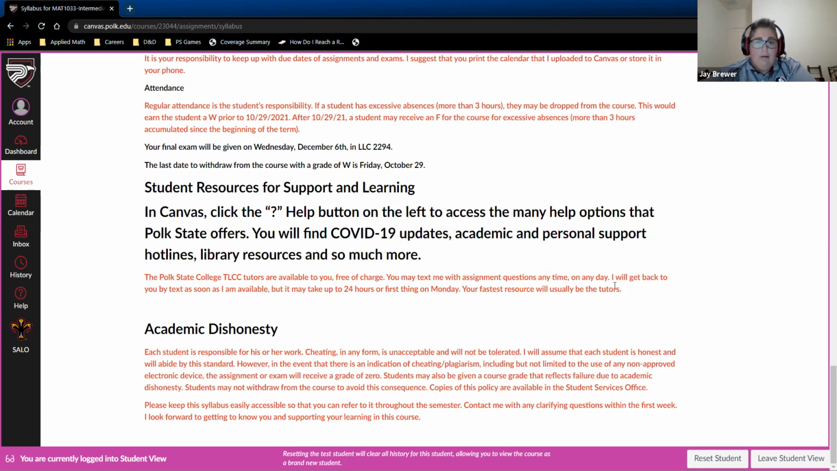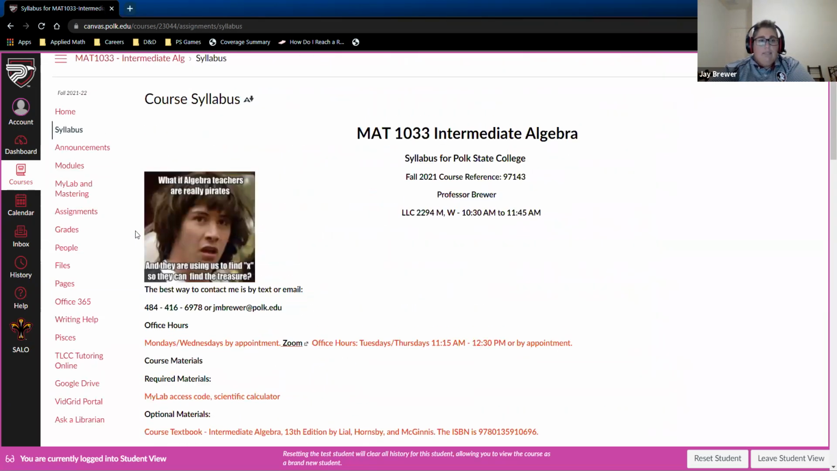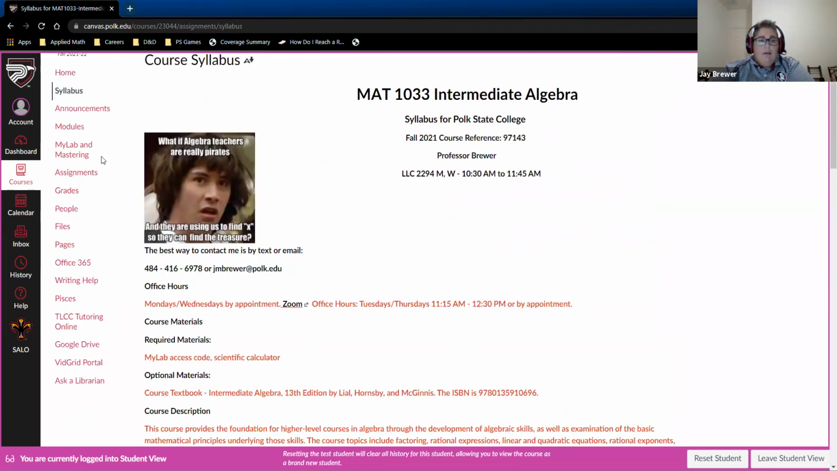And then we do have some COVID situations, obviously due to the state of the world right now. So if there are situations with that, you can always email me and I will send you the link that you need for COVID. And then academic dishonesty, basically don't cheat and you'll be fine. Okay, that's the syllabus in a nutshell.